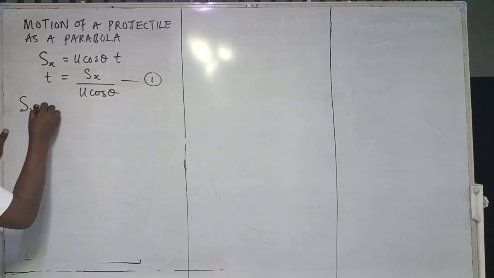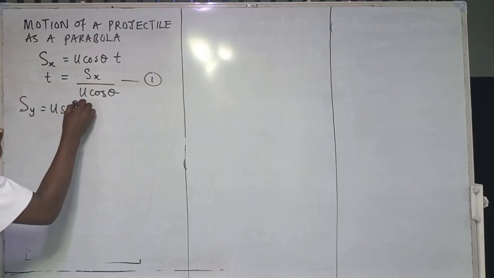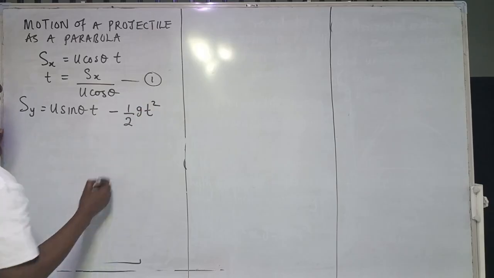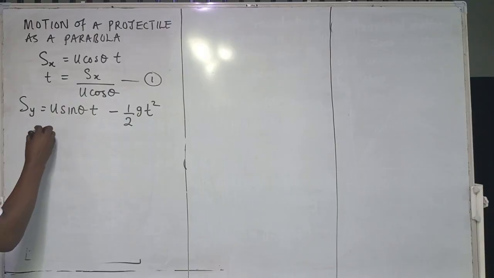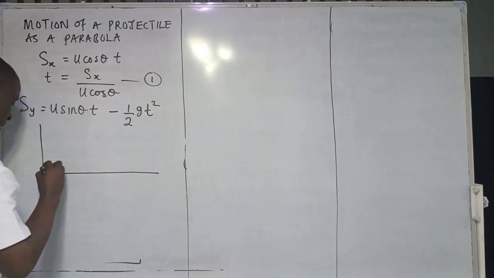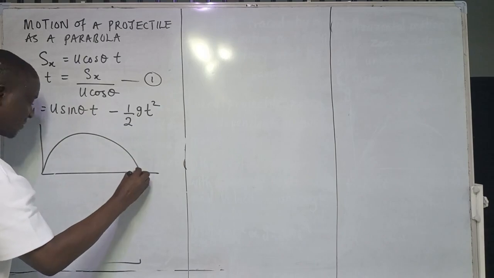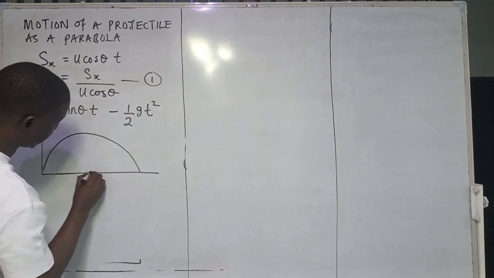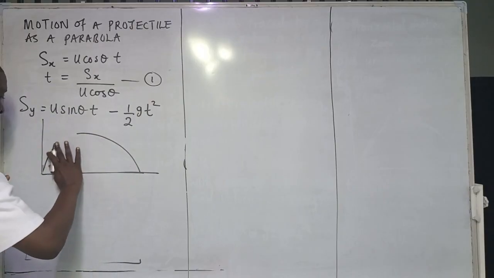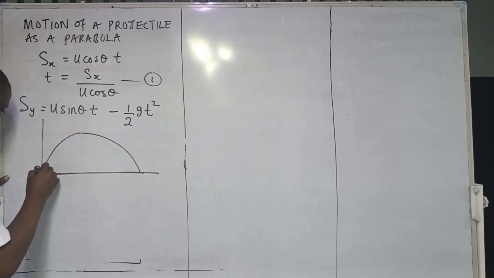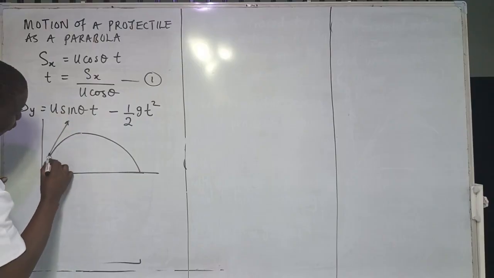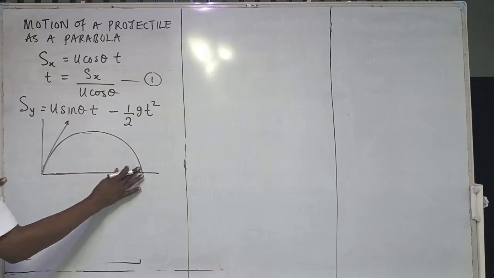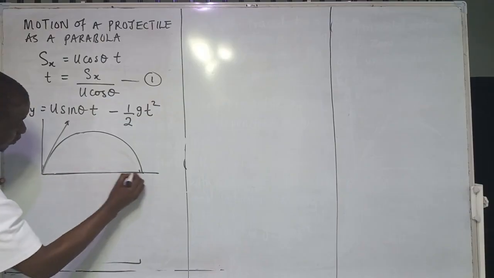Now, Y is equal to what? U sin theta times T minus half GT squared. Now, there's something I told you: when a body is projected, if you project it like this, it goes through this path and comes down, and they have the same time. So the time to go from here to this place is the same time. Let me draw it well. Sorry for that.